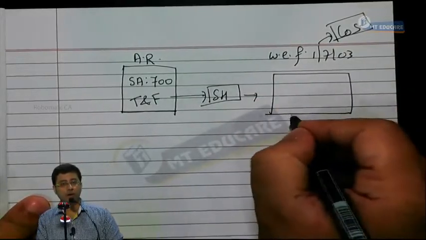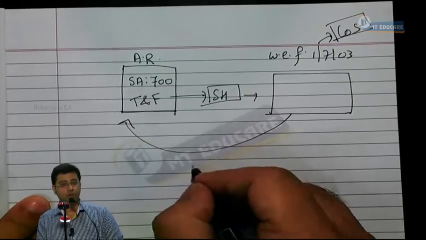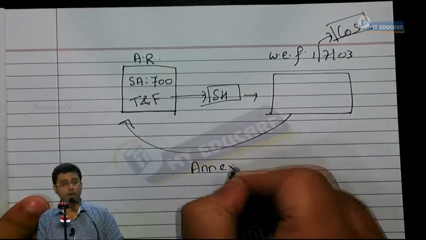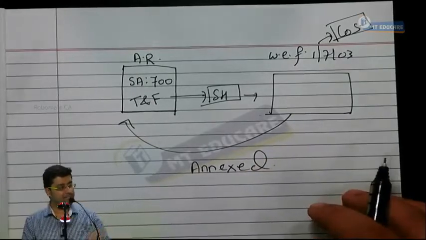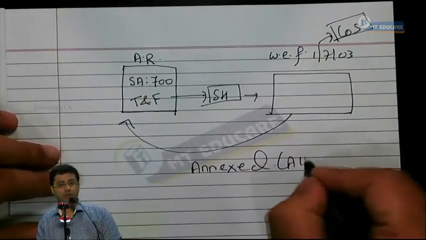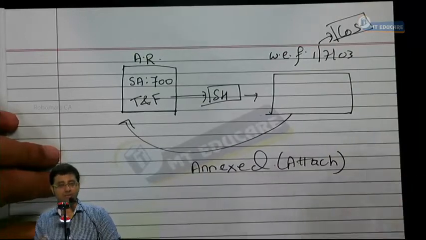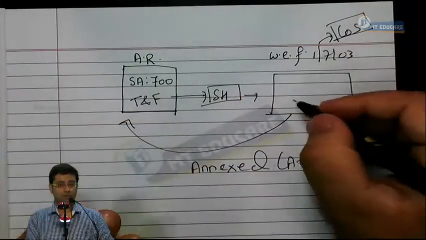This order CARO will now be annexed to the main audit report. So it was like an annexure. It was like an attachment to the main audit report. In simple words, annex means I am going to attach something to my main audit report.